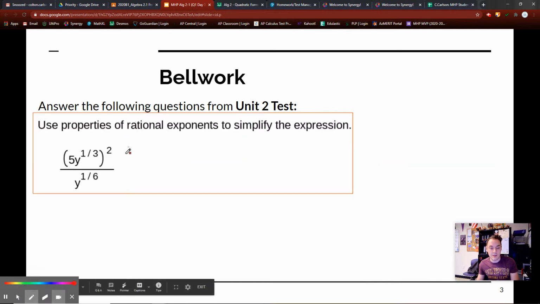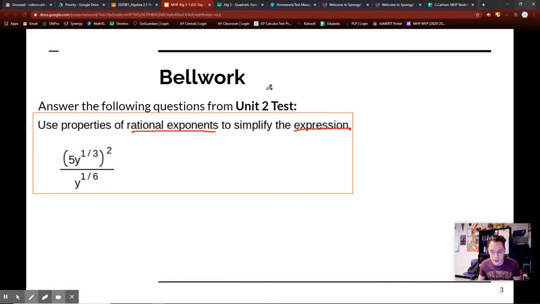So this is the next one I have. Just rational exponents again, and all we want to do is simplify the expression. No equations involved here. So I notice that this is a power to a power. This is 2. But also notice that this 5 does have an exponent of 1 right there. It's just hidden. What does this mean? This means that this 2 goes to that exponent of 1 and to the 1/3. So far I have 5 to the first power to the second power times y to the 1/3 power to the second power. That's what that means. And of course, y to the 1/6.